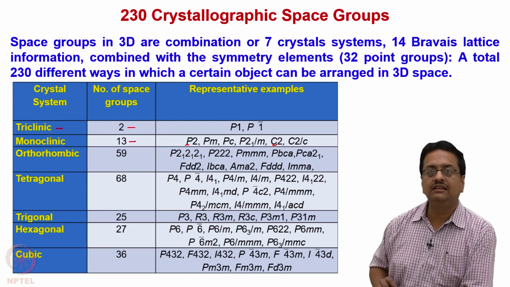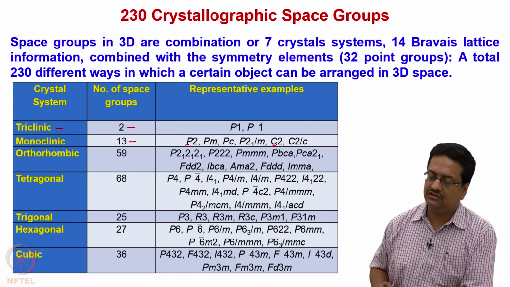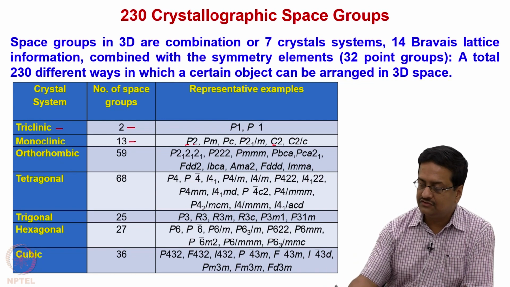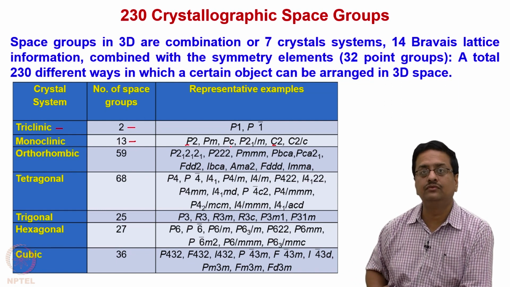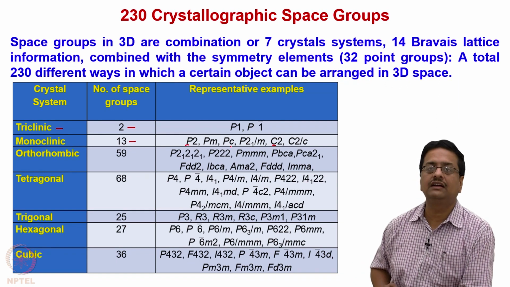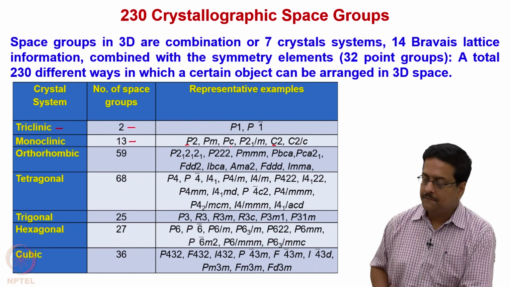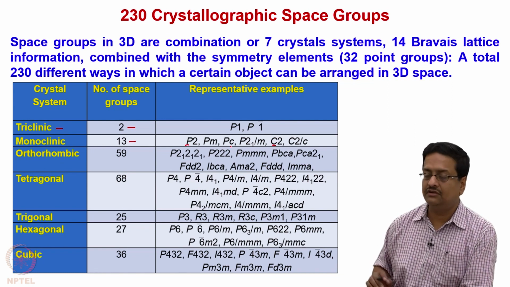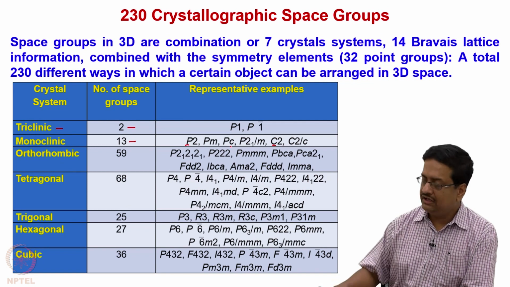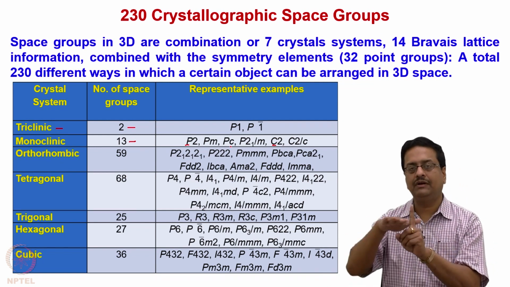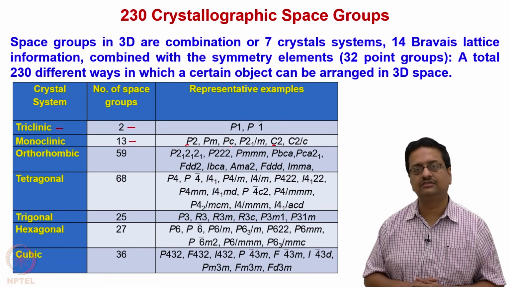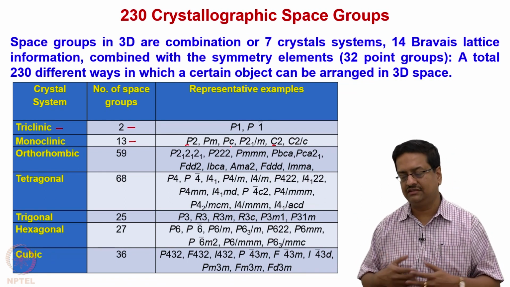In case of monoclinic, there can be centrosymmetric and non-centrosymmetric space groups. The non-centrosymmetric space groups are P2, PM, PC, C2, etc., where you do not have center of inversion I. Whereas in case of P21 by M or P2 by M or C2 by C, where we have a combination of two-fold and a perpendicular mirror, it results into a centrosymmetric lattice or centrosymmetric crystal structure.